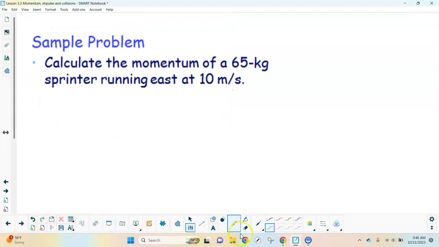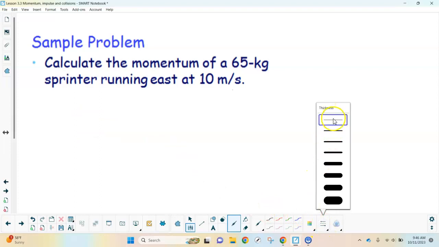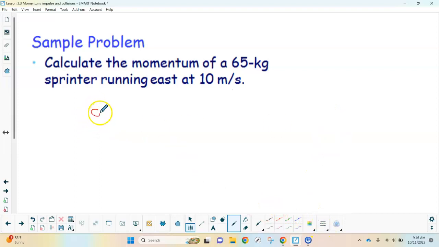So continuing on, here's a sample one. It says calculate the momentum of a 65 kilogram sprinter running east at 10 meters per second. So if we have this person and they're going east, I'll just draw a dot or a circle, they're going east at 10 meters per second, and their mass is 65 kilograms. It's a pretty simple setup.